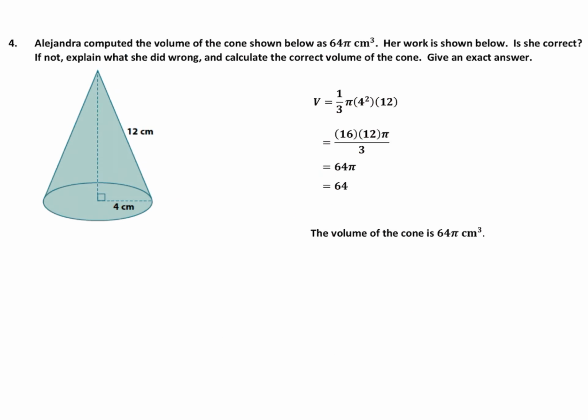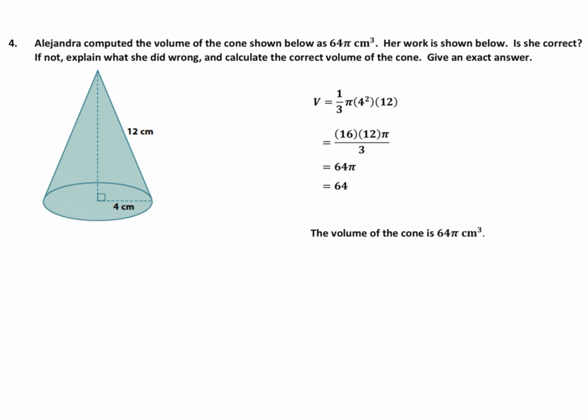In number 4, it says Alejandra computed the volume of the cone shown below as 64 pi centimeters cubed. Her work is shown below. Is she correct? If not, explain what she did wrong and calculate the correct volume of the cone. Give an exact answer.